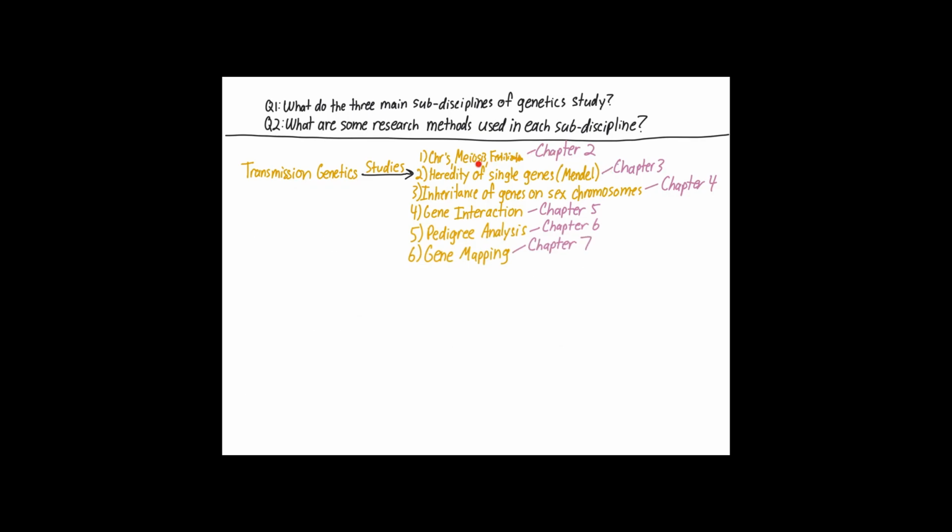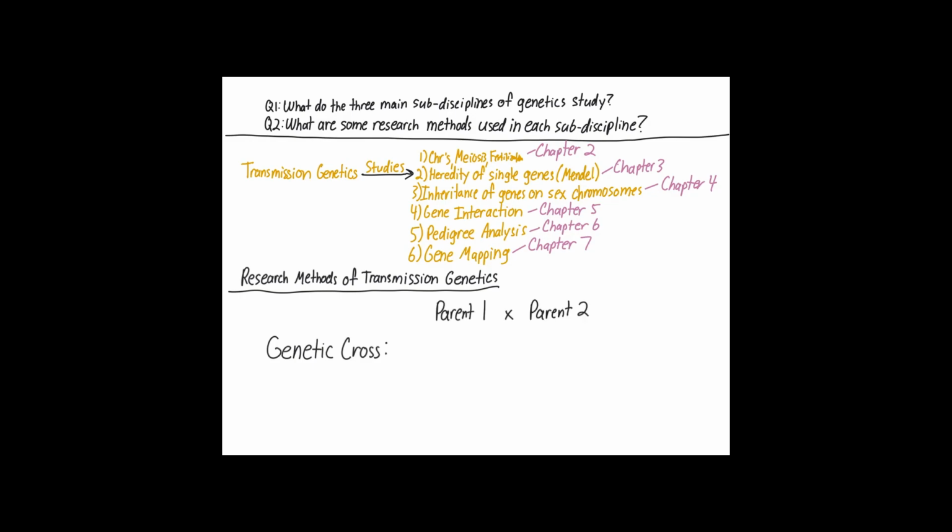Okay, so we've now gone through many aspects of transmission genetics. But how did geneticists study all of these things? In other words, what research methods do we use to carry out this type of research? The main tool we use in transmission genetics is the genetic cross, where two individuals, parent 1 and parent 2, are mated to produce offspring.